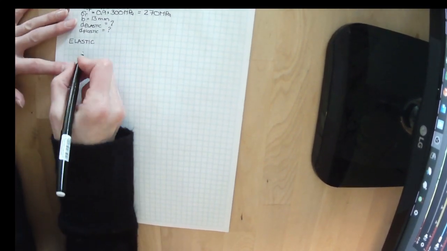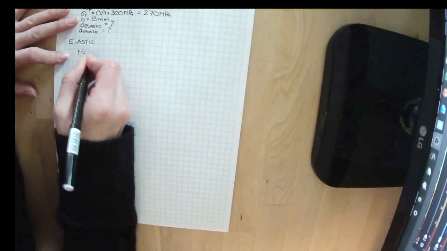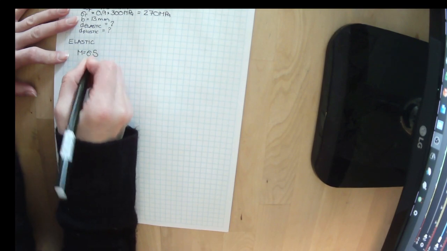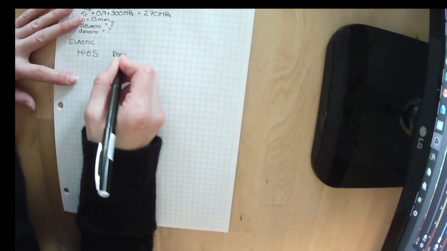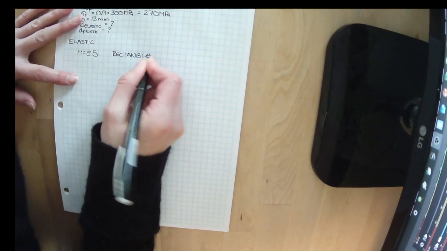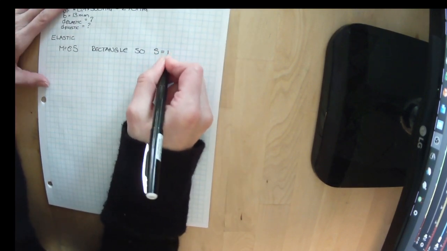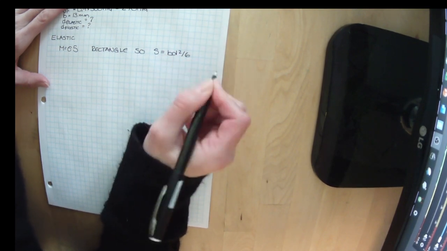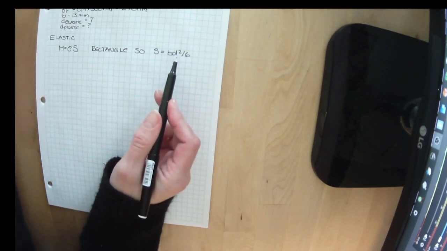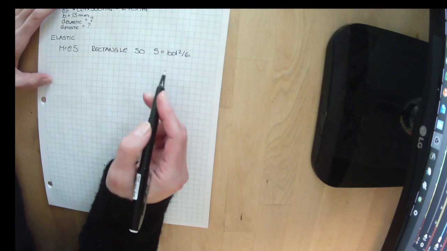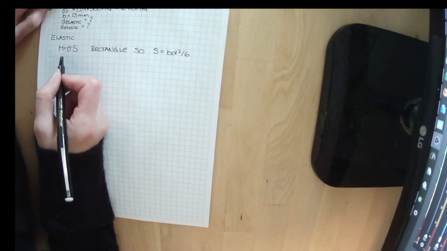Okay, elastic. We know that the elastic moment equation is M equals stress times section modulus. They've told us that it's a rectangle, so S equals BD squared divided by 6. Remember, this was only for a rectangle. A different section, we would need to look it up or calculate it. But we don't know what M is. We still want to know what M is.